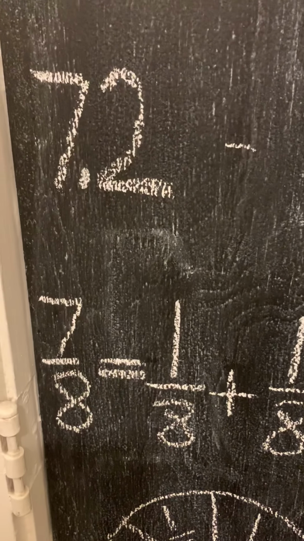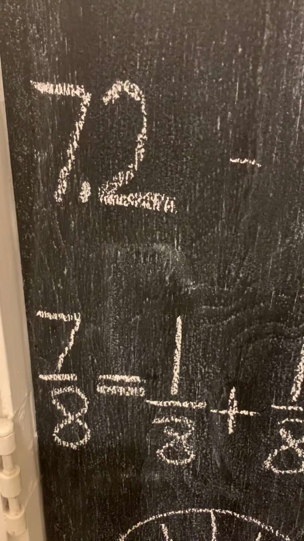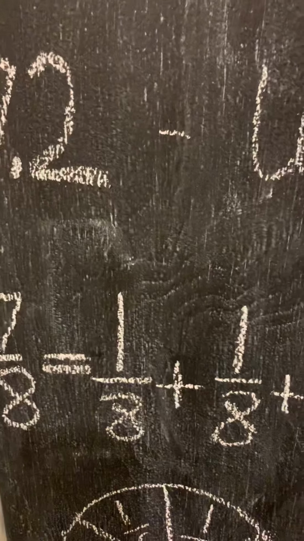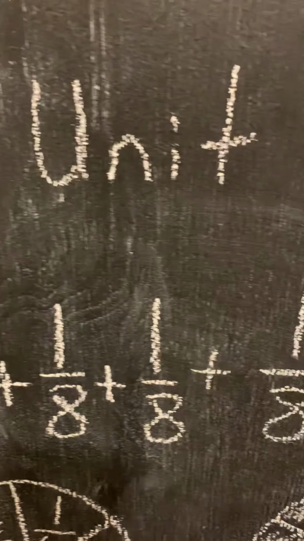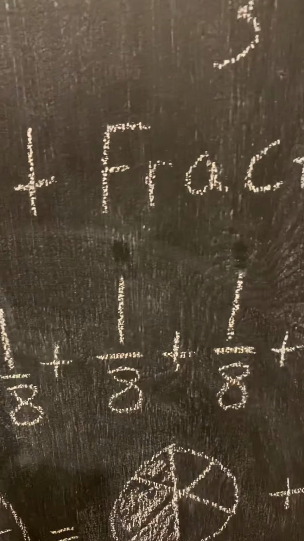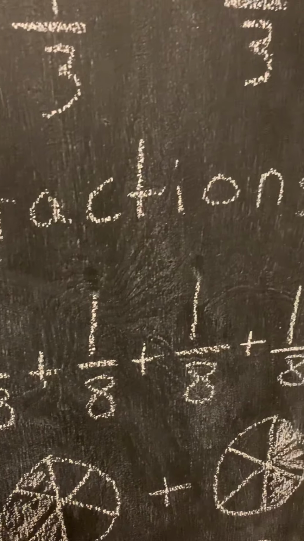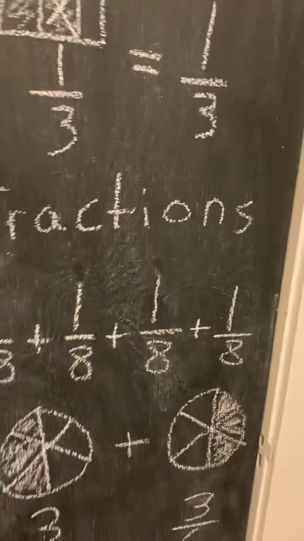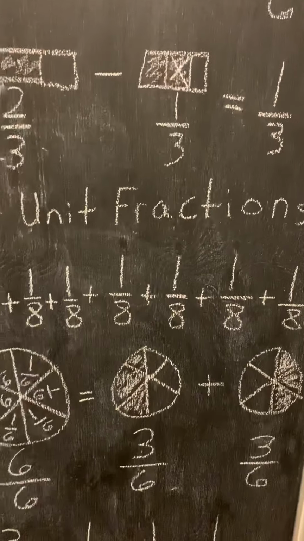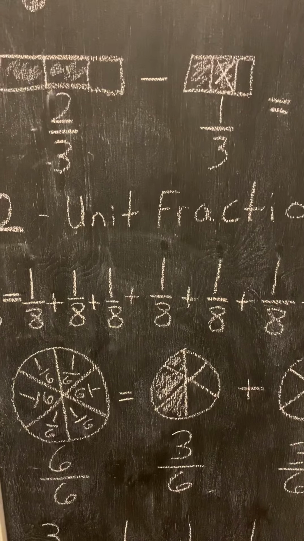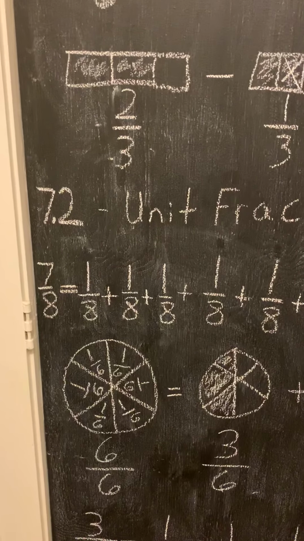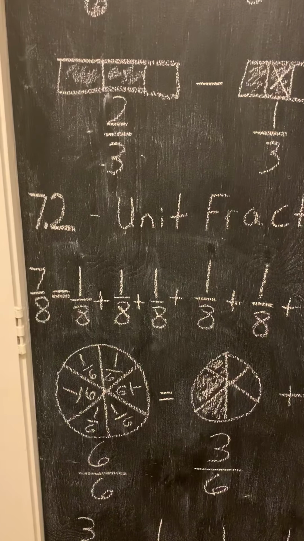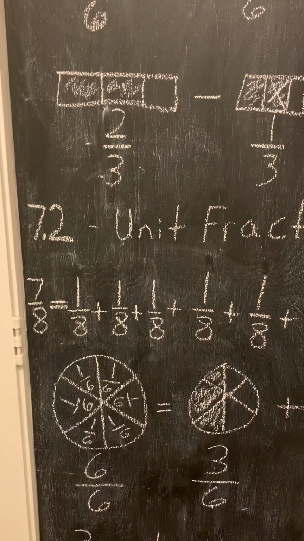So, well, let's add them together. How many unit fractions would it take to get 7/8? Well, 1/8 plus 1/8 plus 1/8 plus 1/8 plus 1/8 plus 1/8 plus 1/8. You'll notice that we added 1/8 7 times. So 1/8 7 times is 7/8. A unit fraction is just 1 in the numerator, and then whatever your total whole is in the denominator.